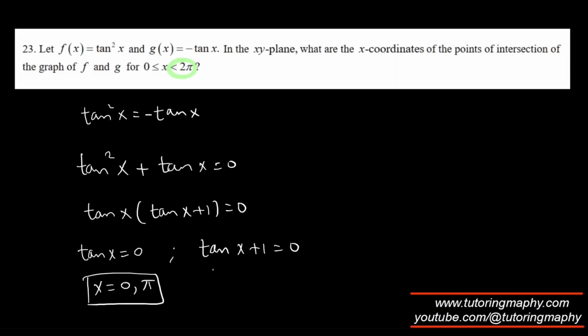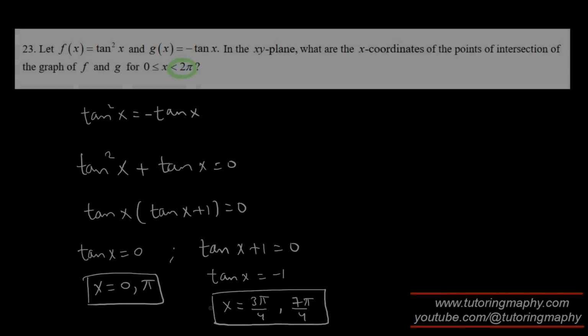This one is when tan x is negative 1, which means that x is in quadrant 2 or quadrant 4. So quadrant 2 solution will be reference as pi over 4. So quadrant 2 will be 3 pi over 4, and quadrant 4 will be 7 pi over 4. So there are 3 answers to this question.